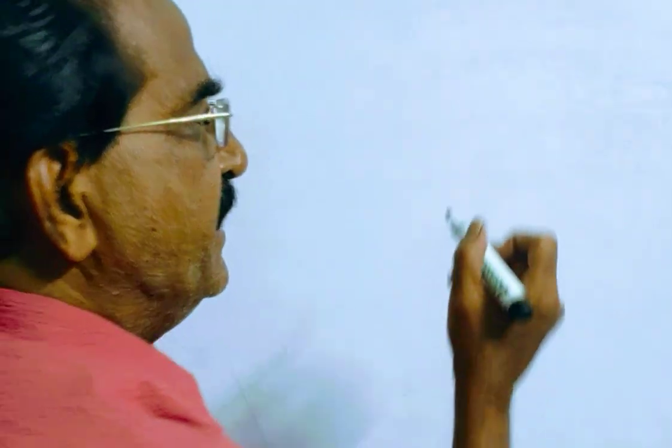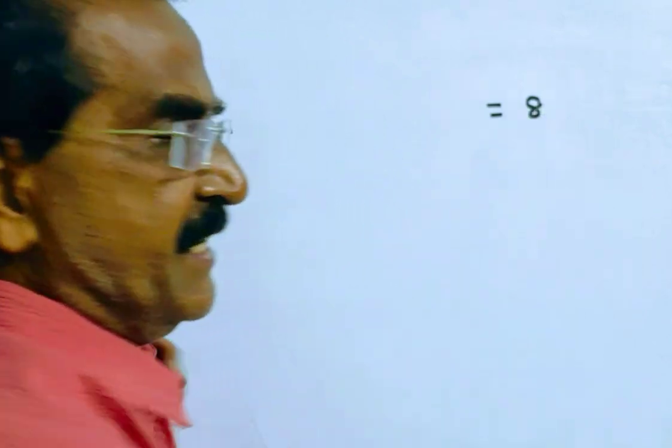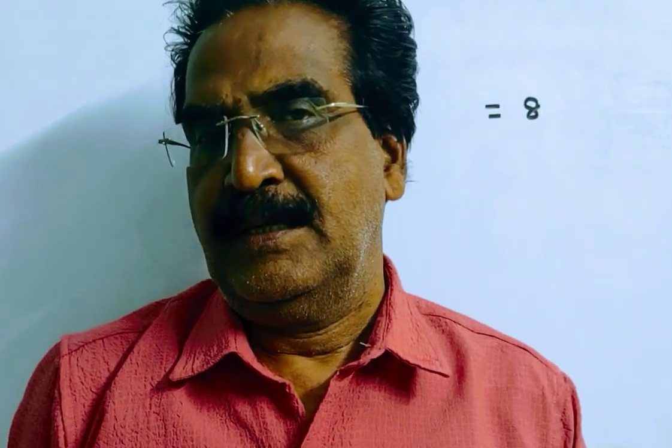See friends, here a person of 64 kgs is replaced by a person of 72 kgs. So friends, the total increase in the weight of the group of all the X students is 72 minus 64, 8 kgs. This is the total increase in the weight of the group.